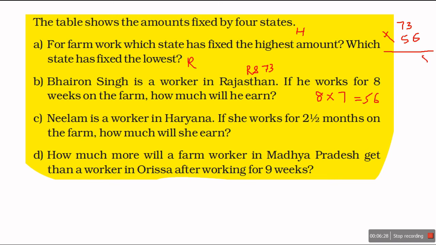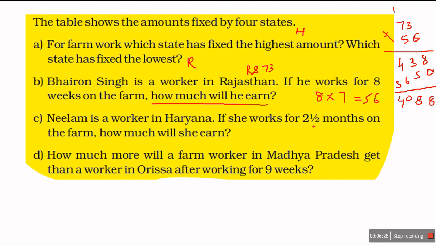6 threes are 18, carry over 1. 6 sevens are 42 and 1, 43. I will put 0 here. Now I will multiply with 5 only. 5 threes are 15, carry over 1. 5 sevens are 35 and 1, 36. 8, 5, 3, 8. 6 and 4, 10, 0 and 4. Rupees 4088. So Bhairav Singh will work for 8 weeks. For that he will get rupees 4088.